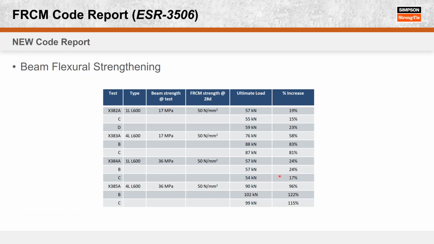So this is our flexural strengthening. We just had FRCM on the bottom of the same beams we did for FRP. And this is again the strength increase for each specimen ranging from 15% to 122%, depending on the specimen type. So very good strength increases there.